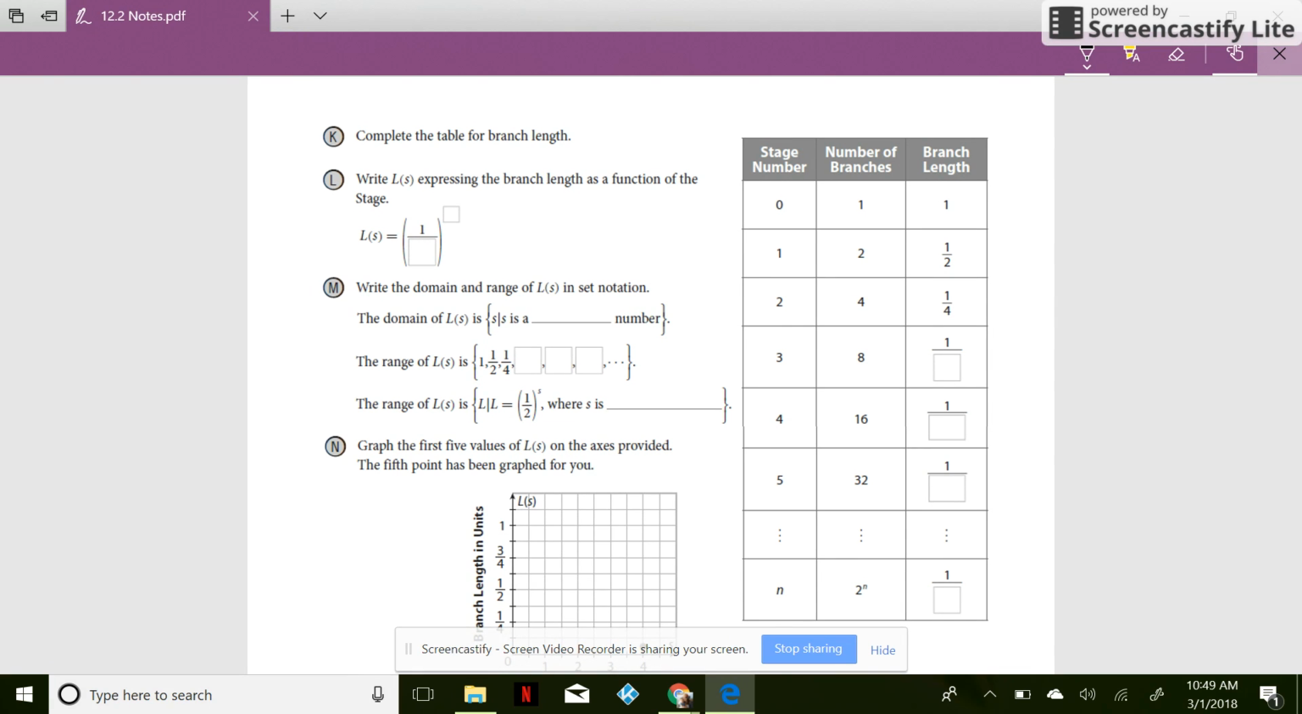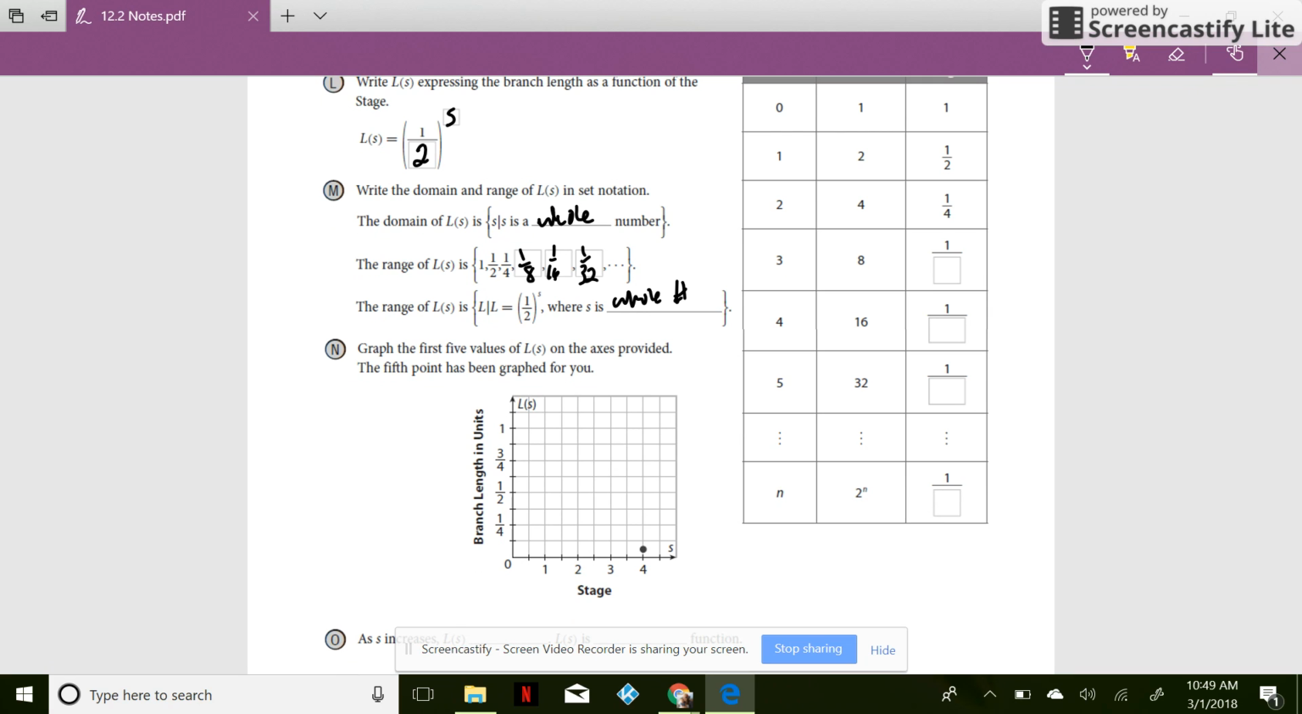So if we think about the branch length, L of s, represented as a function of the stage. As the stage increased, the lengths decreased as the reciprocal. So it'd be 1 over 2 to the s power. Again, s has to be a whole number. You can't have a fractional stage. So the range would be 1, 1/2, 1/4, 1/8, 1/16, 1/32, and so on. And again, s has to be a whole number.